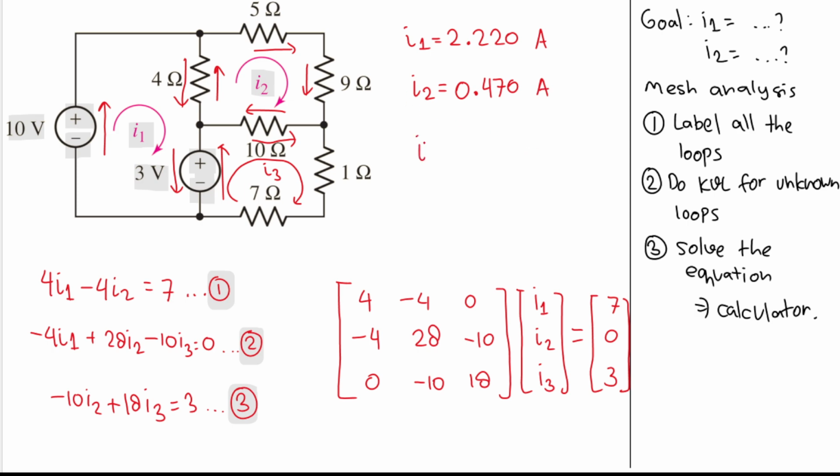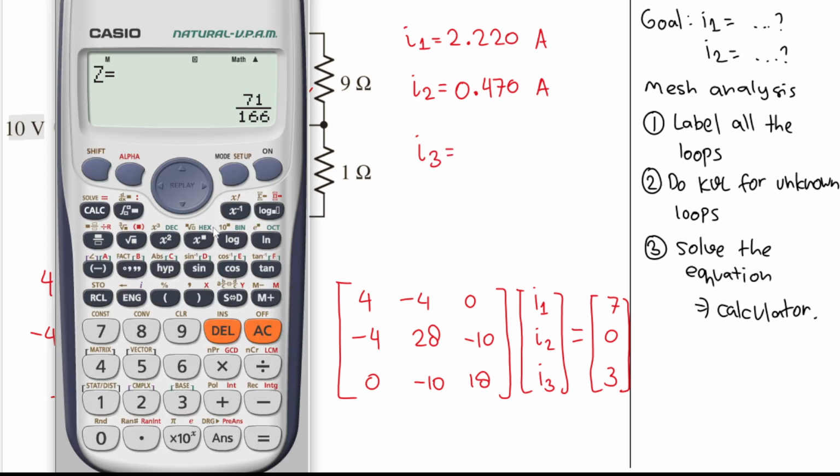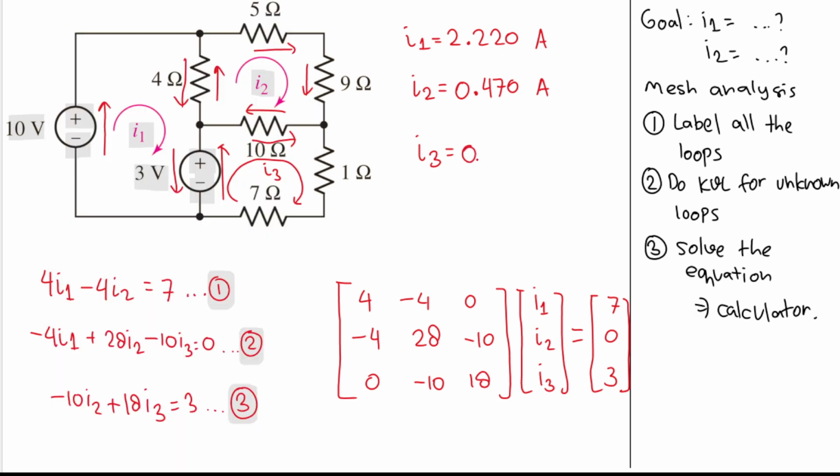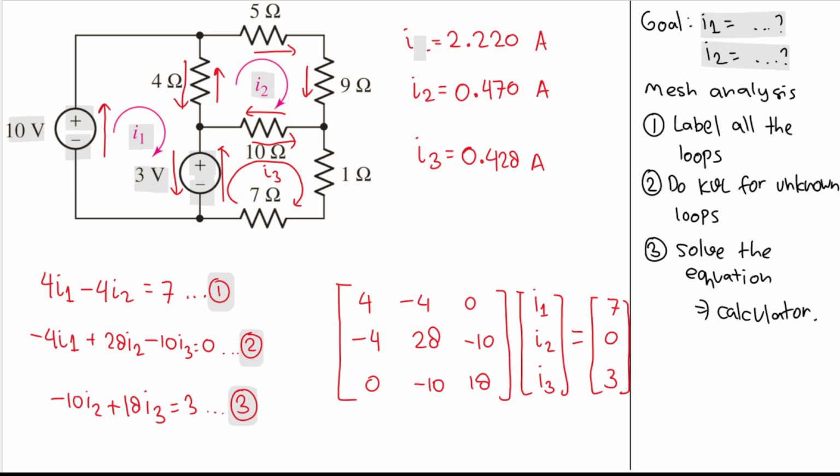But then what is I3? I3 is the Z component, right? So we will have 0.428 ampere. And what is our goal? We are asked about I1 and I2. So I1 is this value here, and I2 is this value here. So I think we have achieved our goal.